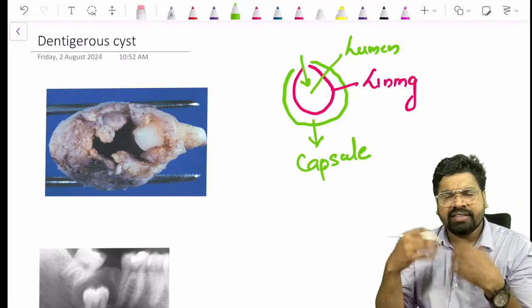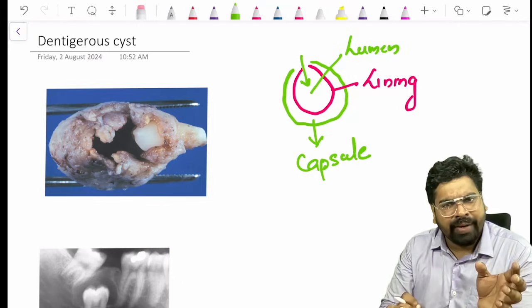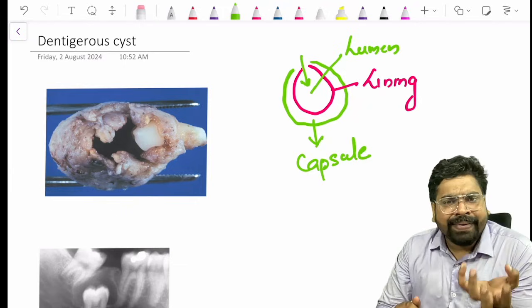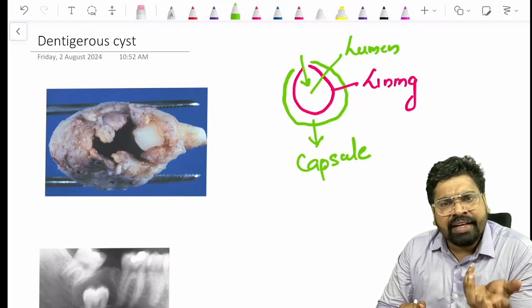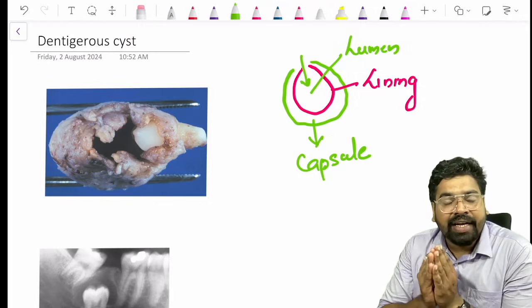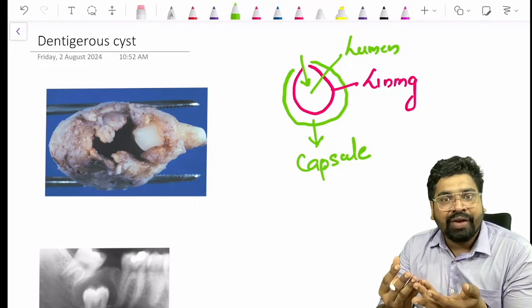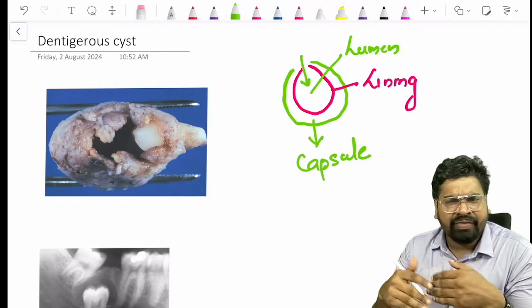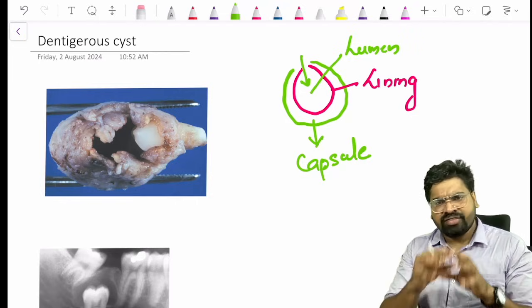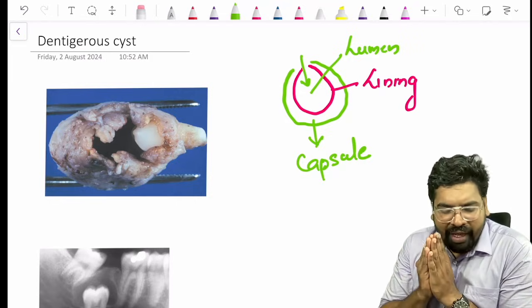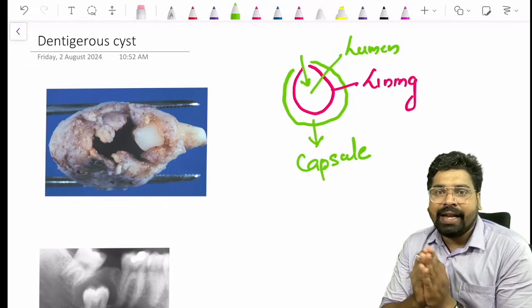So every cyst differs just in the lumen, lining, and capsule. So how you have to learn is: what is present in the lumen? Is there any speciality for that content inside the lumen? And what about the lining? What is the speciality of the lining? How is it made? Whether it is stratified, whether it is 2 cell thick, whether it is 8 cell thick, is there any extra structure present in that lining? And what about the capsule? Every cyst differs in their lumen, lining, and capsule.